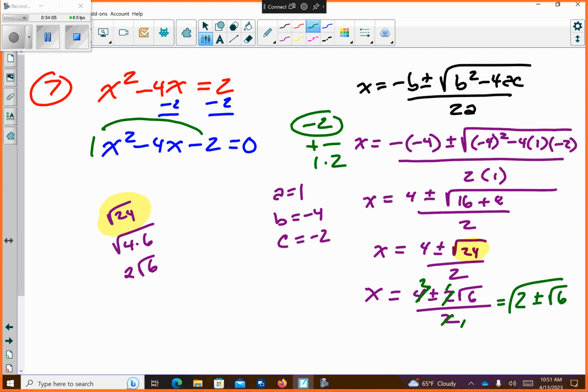There's my answer. Hey, if I got that as an answer, why do I know it won't factor? Because I have a radical as part of the answer.